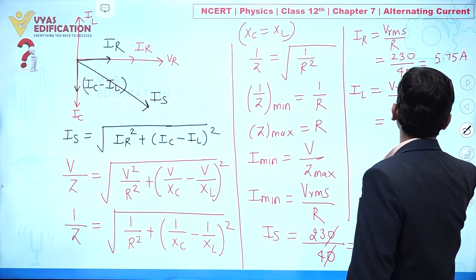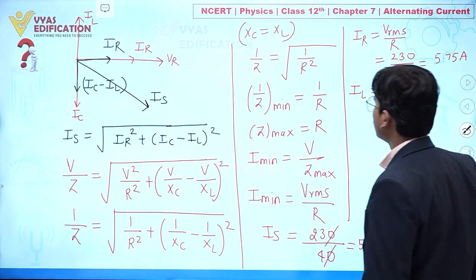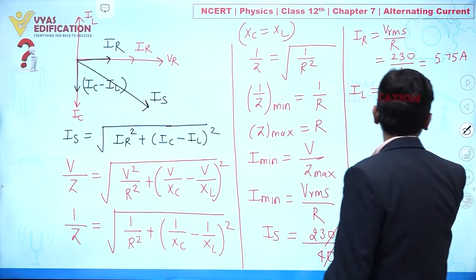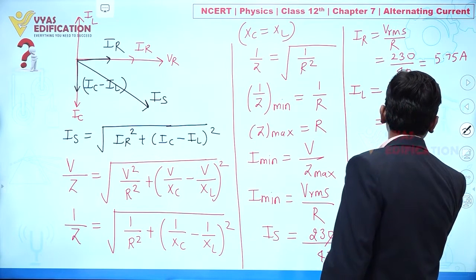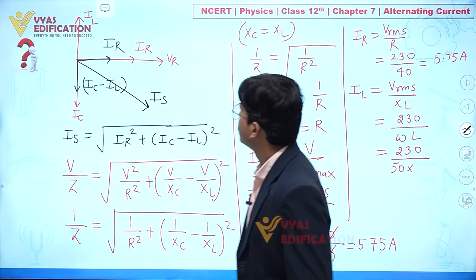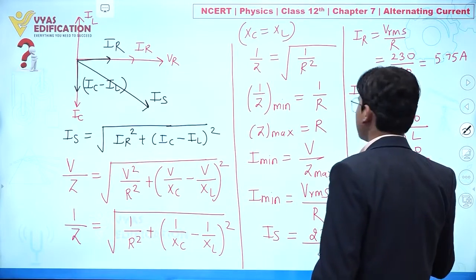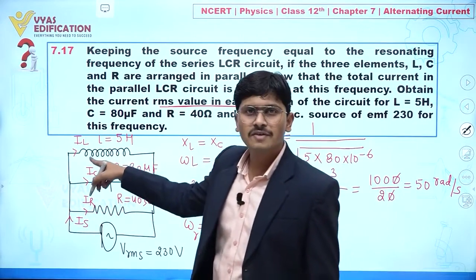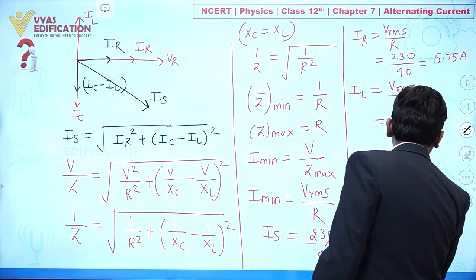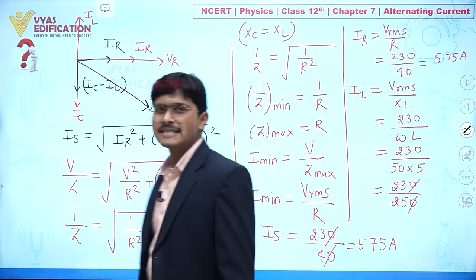VRMS value we are getting, this is 230 divided by XL. What is XL? XL is equal to omega L. So 230 divided by the value of omega, which is 50, multiplied by the value of L, which is given as 5 Henry. So 230 divided by 250, this 0 and 0 cancel out.